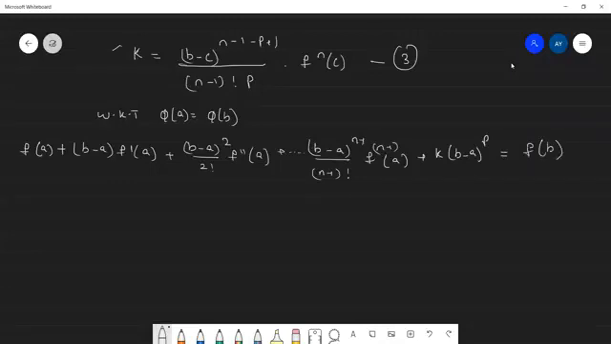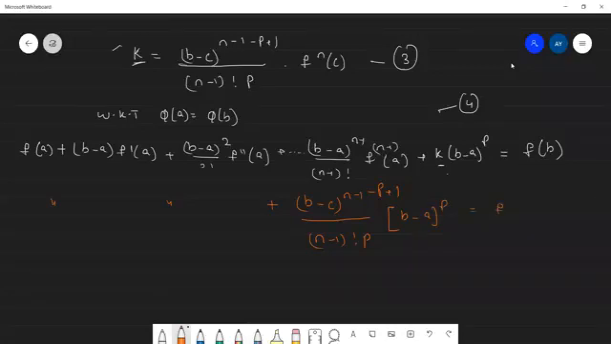Okay, now from 3 and 4, this is 3 and this is 4. You have to substitute the value of k over here. So the entire term till here, you write the same thing. I'm just writing this step. Instead of k, I'm substituting that value. Plus you have to write this entire thing: (b minus c) whole power n minus 1 minus p plus 1, by (n minus 1) factorial, into p into (b minus a) whole power p, is equal to f of b.